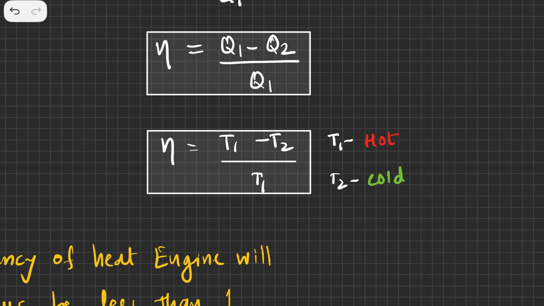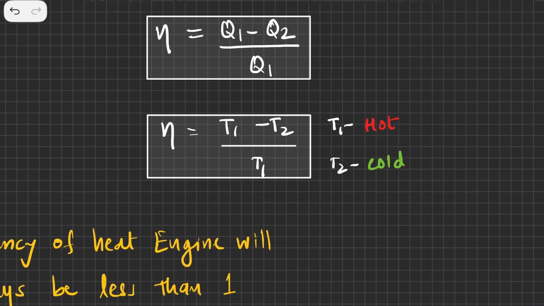Now measuring heat, again, we'll have to go back to the calorimeter. It would be difficult to use this formula in a laboratory, but T1 and T2, temperature measurement, is much easier compared to measurement of heat. For temperature measurement you need only a thermometer, and anybody at home can do this. T1 is the hot body, the hot reservoir or source, where the heat energy is getting pulled from, and T2 is the cold region where the waste energy is going. So this is what the efficiency of a heat engine is.